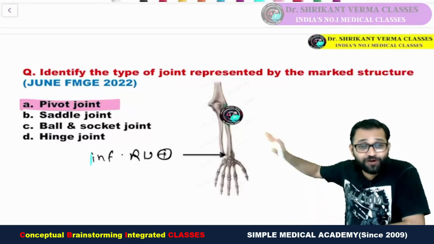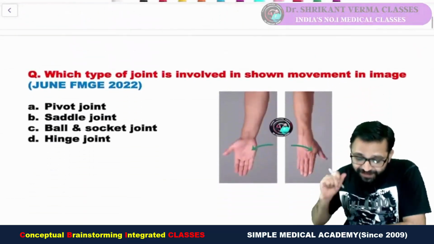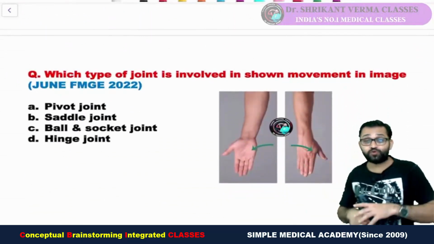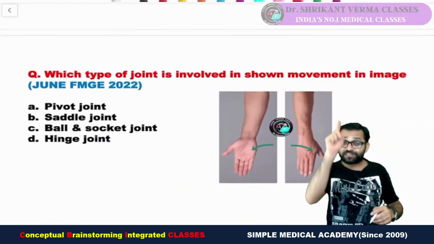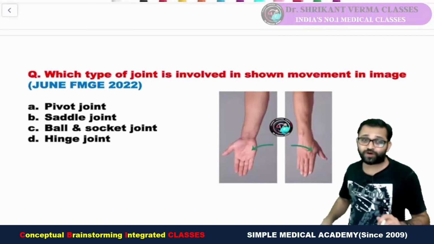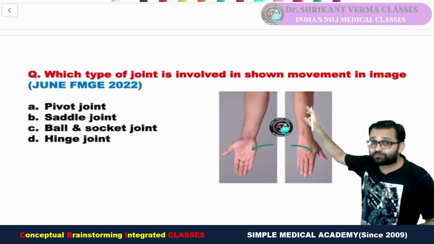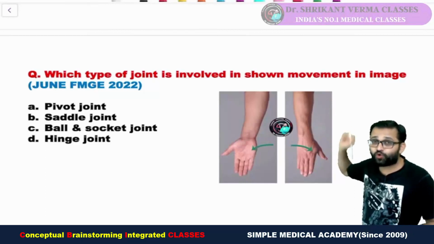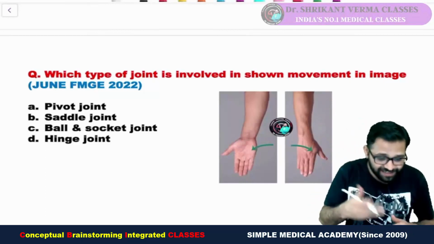Okay, so hope you all are getting the point. See here. Another question on the joint. I told you definitely the joint question will be asked, and 3 questions over this joint. See here, which type of the joint is involved in the movement shown in the image. So let's start the discussion.